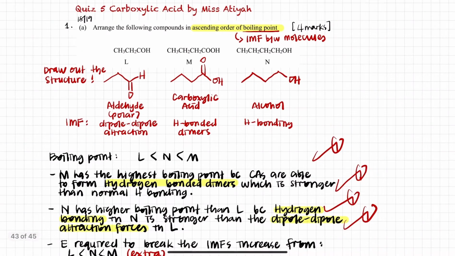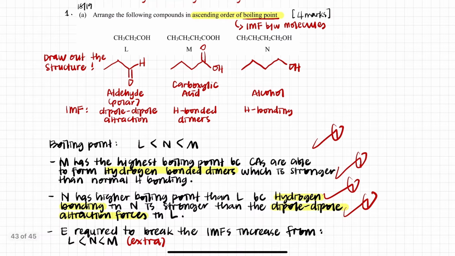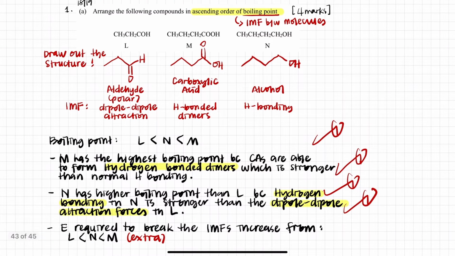And then this is the third question, arranging in ascending order of boiling points. So I want you to draw your structure. If you make a mistake, you could have thought that this was an alcohol, but this is actually an aldehyde. This is a carboxylic acid and this is your alcohol. So when you draw, you ensure that you don't make any mistakes with the functional group.